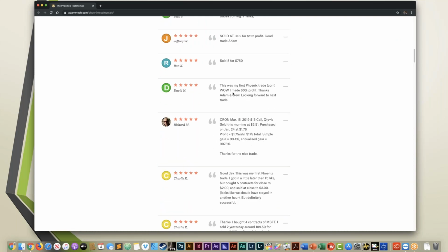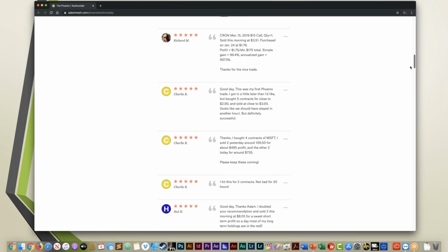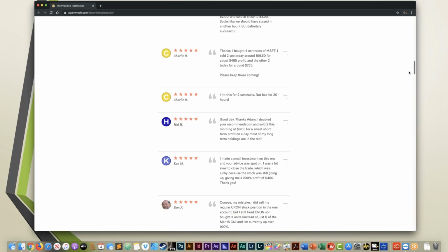This was my first Phoenix trade. Wow, I made 60%. That's the kind of thing I want you to experience. Thanks, Adam Crew. Looking forward to the next trade. This was my first Phoenix trade. I got in later than I liked, bought 5. This is Charlie. Bought 5 for $2, sold at $3. Looks like we should have stayed in another hour, but definitely successful. Please keep these coming.